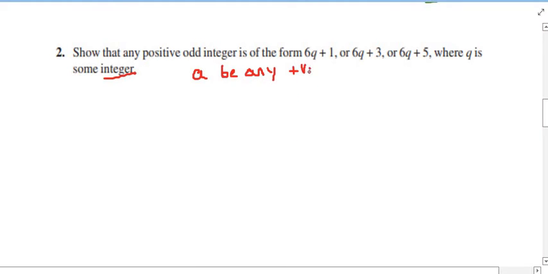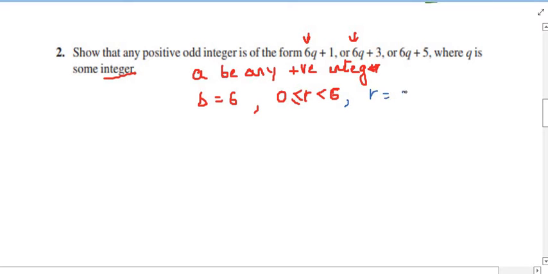a is any positive integer, and we will take b is 6. As you observe here, in place 6 is there, so we will take b is 6. So if b is 6, r should be less than 6, and it should be greater than or equal to 0. So it means we can say that r can either be 0, 1, 2, 3, 4 and 5.